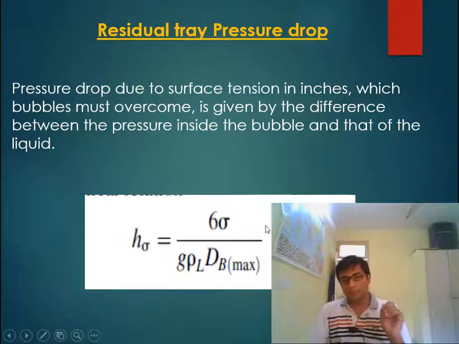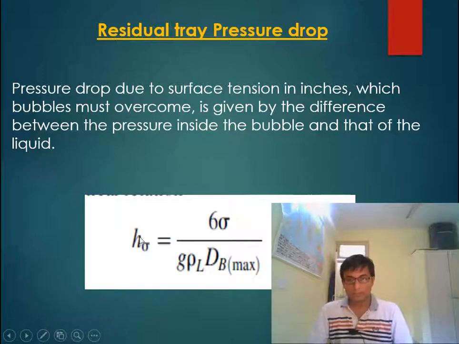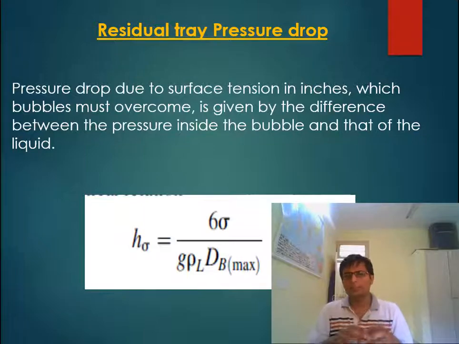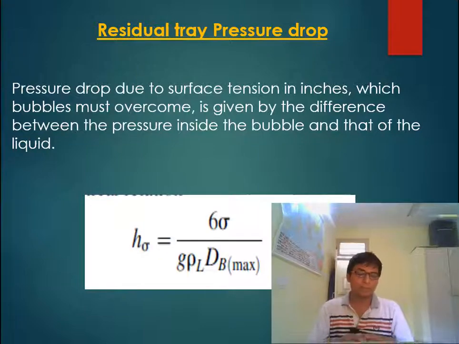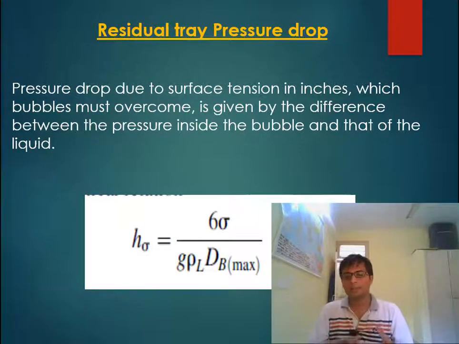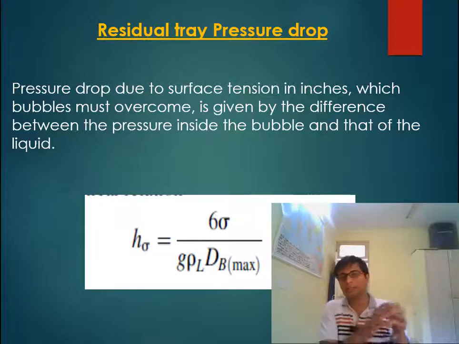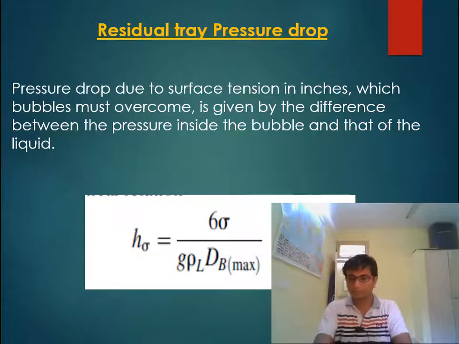That pressure reduction can be calculated by this formula, where I have again taken this residual pressure drop in terms of height. But what we have found is that this residual tray pressure drop is much lesser than the dry tray pressure drop and the hydraulic tray pressure drop. Because of that, many authors have neglected the residual tray pressure drop. In general, we find that the dry tray pressure drop will be higher than the hydraulic tray pressure drop, and the hydraulic tray pressure drop will be much higher than the residual tray pressure drop. So we can neglect the residual tray pressure drop. Okay.